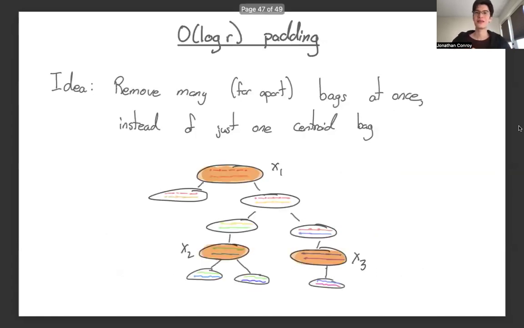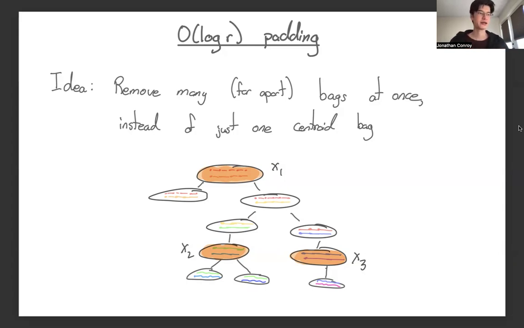Okay. Then to improve, we want to improve the log R padding. We want to remove this log n term. We do some slightly smarter divide and conquer. So the idea is we're going to remove many bags all at once in one round of the recursion as opposed to removing just a single centroid bag. And the bags that we remove or carve rings around are going to be sufficiently far apart that they don't interfere with each other.